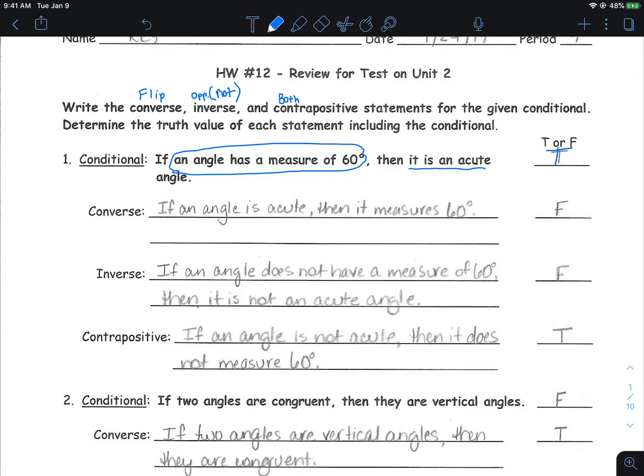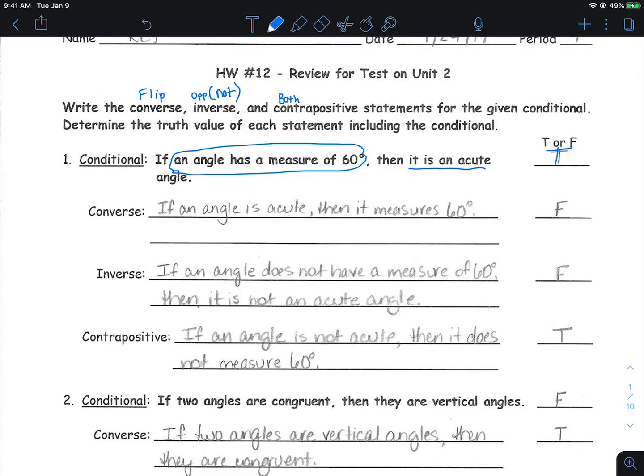You have the inverse. If an angle does not have a measure of 60, then the angle is not acute. You could come up with many examples. So, we could say like 59 degrees. That's not 60, but that's still an acute angle. So that would be a false statement right there. And then you have a contrapositive. If an angle is not acute, then it is not a measure of 60 degrees. So if it's not acute, we're saying like it's right or obtuse. There's no way it could be 60 degrees if we're saying that. So that was true. Okay, and that's how you do all your truth values.